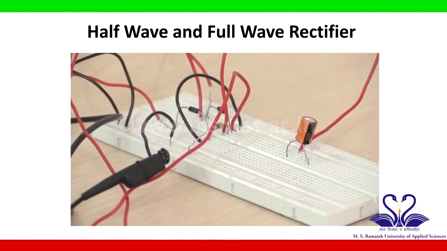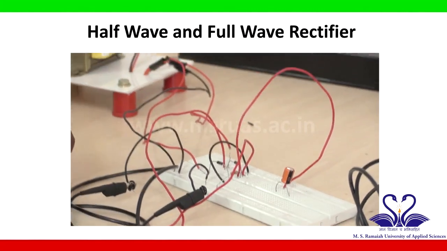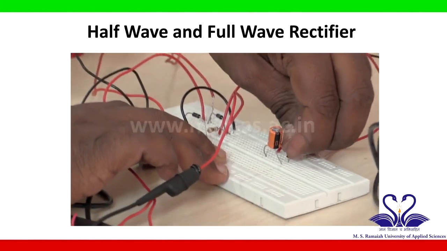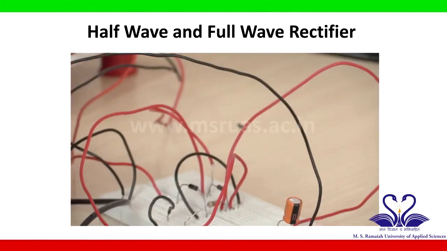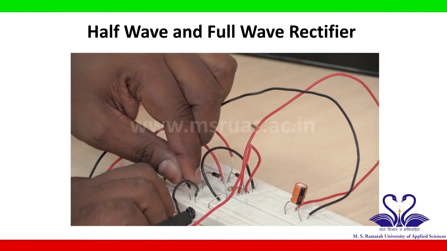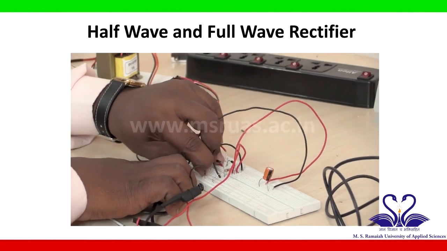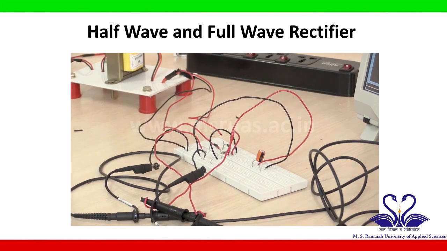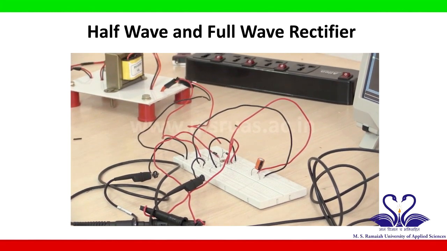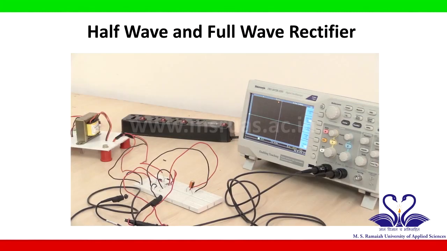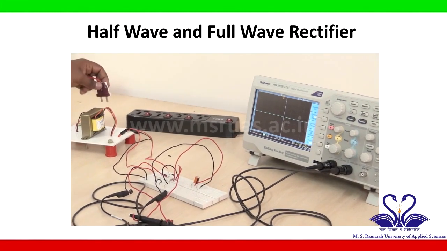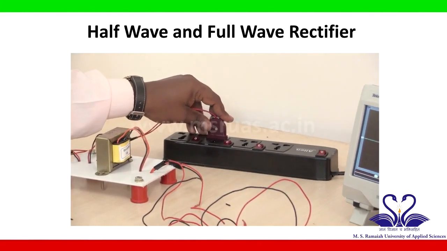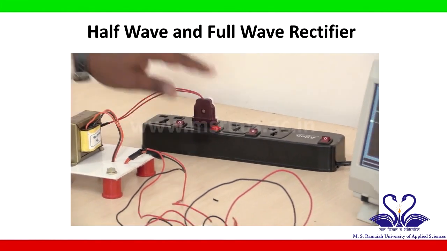I will take one connecting wire and I will connect the negative terminal of the capacitor to the ground. So this is the ground line. Now we have finished the circuit connection for a full wave rectifier with capacitor filter. Once the connections are finished, connect the primary of the transformer to the main supply, that is 230 volt AC, and turn on the power supply switch.